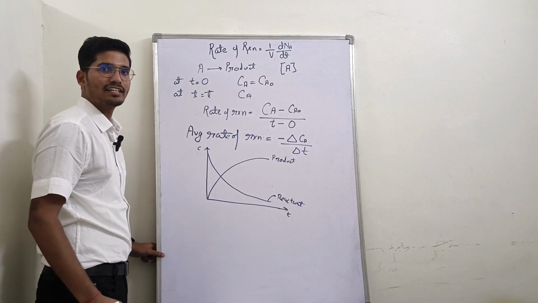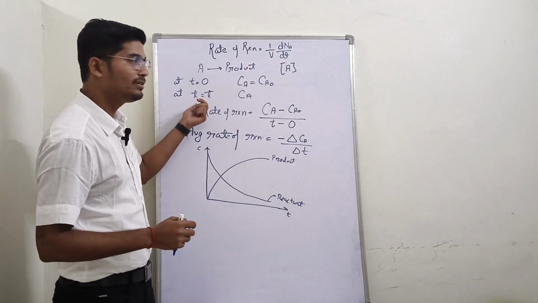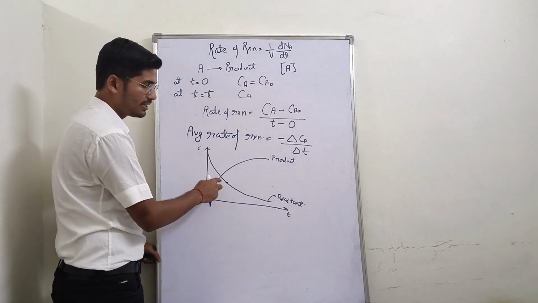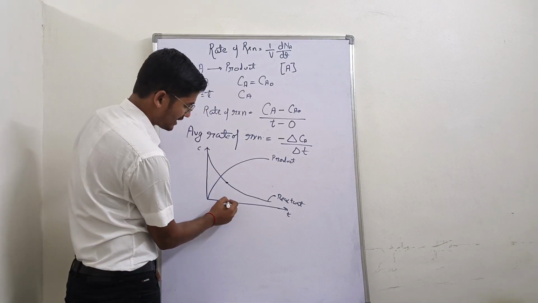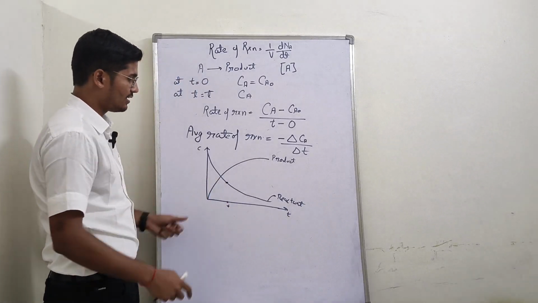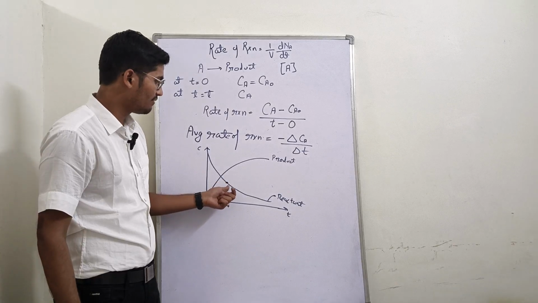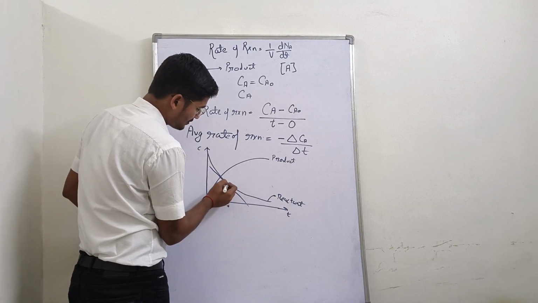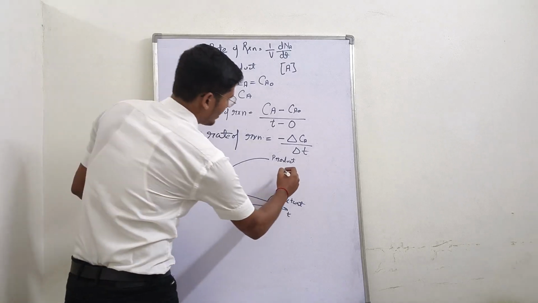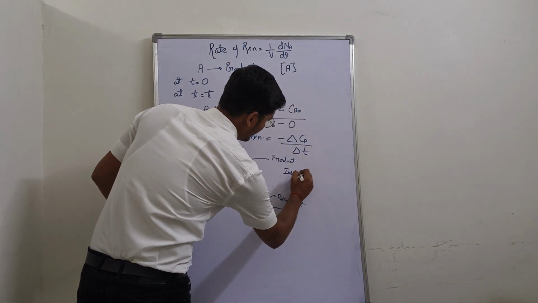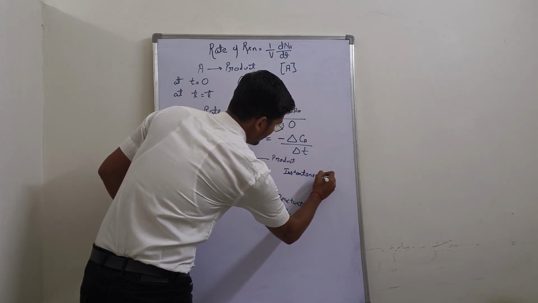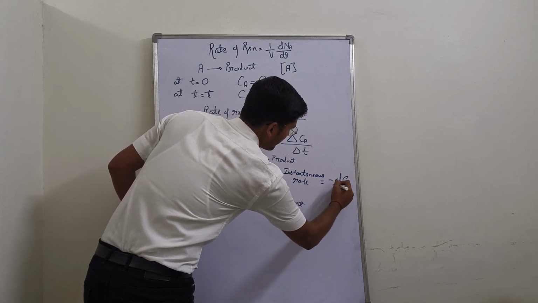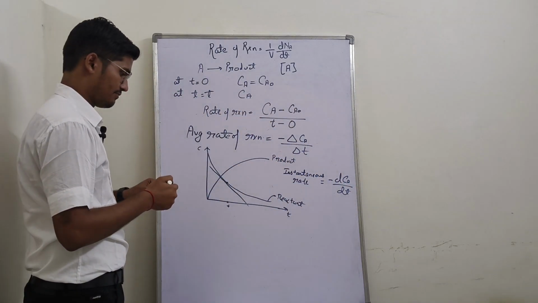But what about the instantaneous rate of reaction? What if anyone asks about the rate at some arbitrary time, not at time t equals t? For instantaneous, the rate of reaction will be the slope. If we are supposed to find the rate of reaction at this point of time t, the tangent, that is the slope of this curve at this point, will be the instantaneous rate of reaction. If we draw a tangent here, the slope of the tangent will be the instantaneous rate. So we'll write that instantaneous rate is equal to minus dCA by dt. Okay, nice.